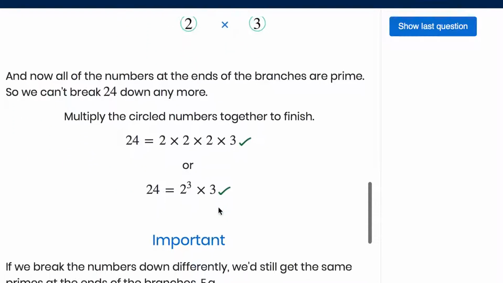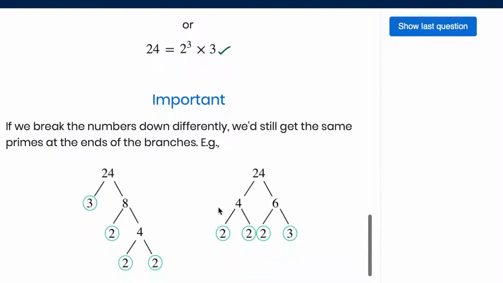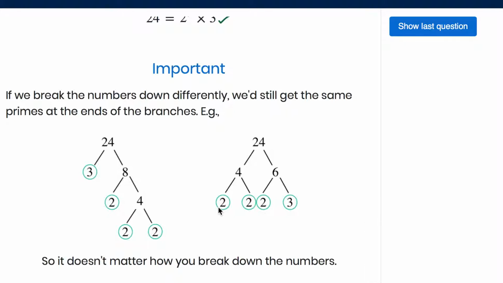Now, before moving on to an example, an important point. If we break the numbers down differently, we'd still get the same primes at the ends of the branches. So for example, if we first broke 24 down to 3 times 8 or 4 times 6, we would still get 1 3 and 3 2s at the ends. So it doesn't matter how you break down the numbers.